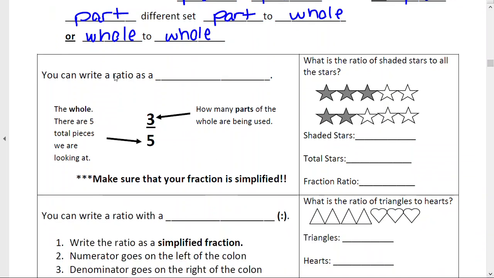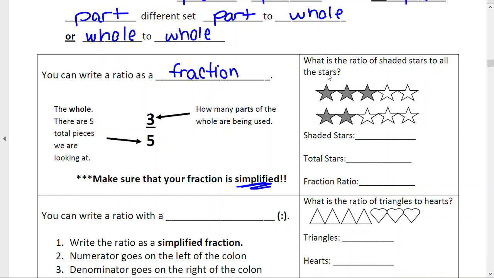So you can write a ratio as a fraction. You can see that the second piece that you're talking about is on the bottom, and the parts are on the top. Make sure that your fraction is always simplified. You always want to simplify with your ratios.